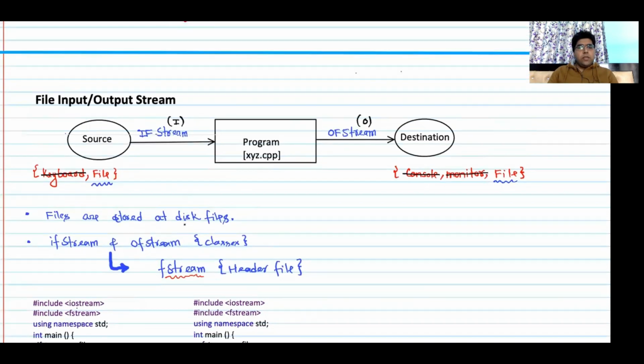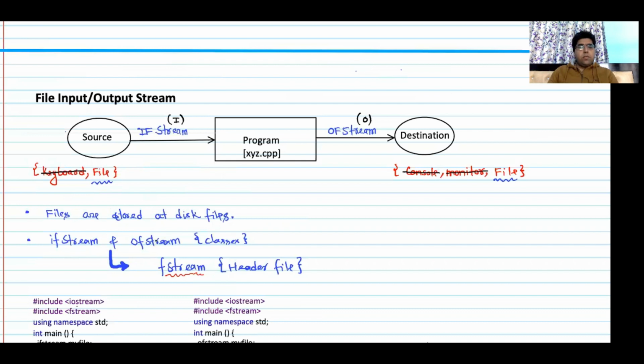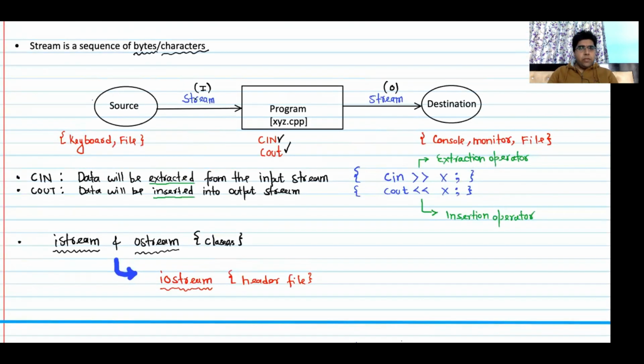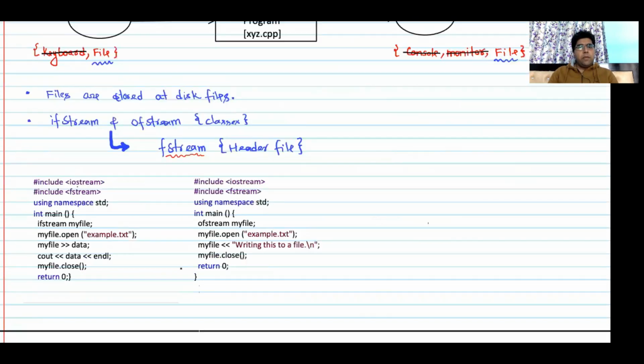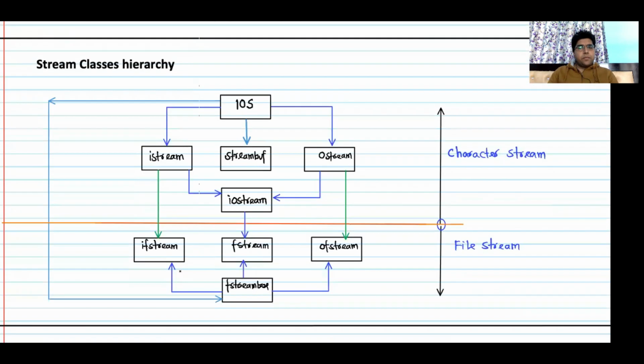So as you can see, if you are using fstream or ofstream, you have a separate header file. If you are dealing with streams only, bytes and characters, no file stream, then there is an iostream header file. So there would be some kind of a structure of these header files and these classes. Let me come to that.